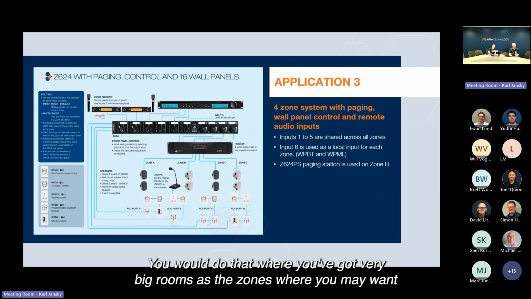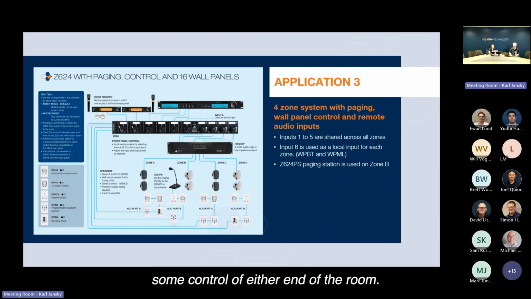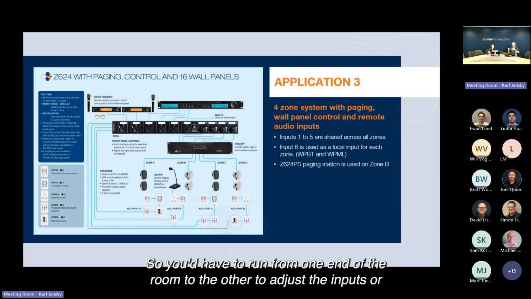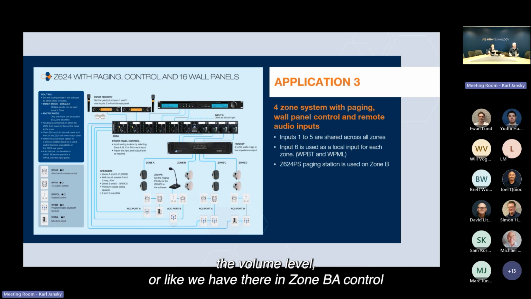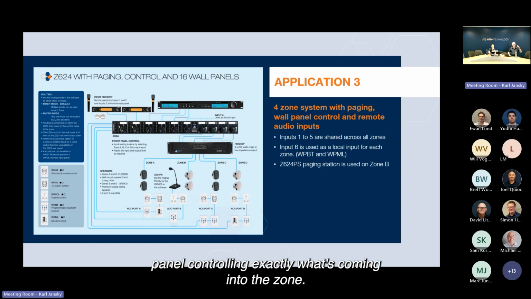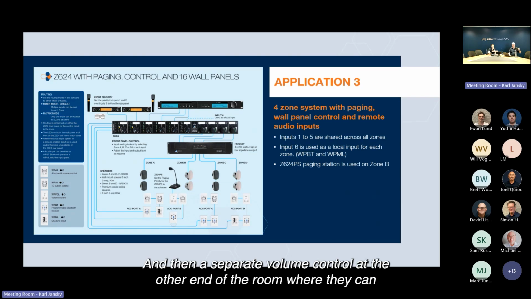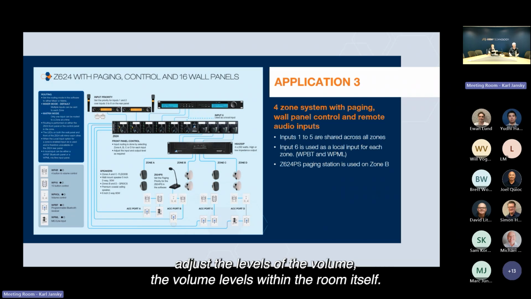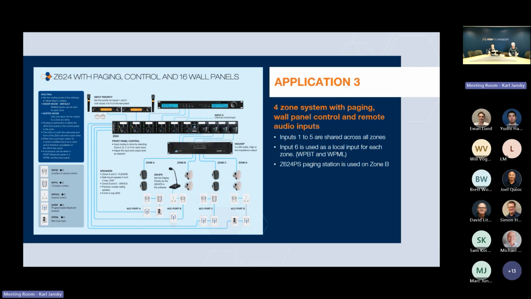You would do that where you've got very big rooms as the zones where you may want some control up either end of the room, so you don't have to run from one end of the room to the other to adjust the inputs or the volume level, or like we have there in zone B, a control panel controlling exactly what's coming into the zone, and then a separate volume control at the other end of the room where they can adjust the volume levels within the room itself.